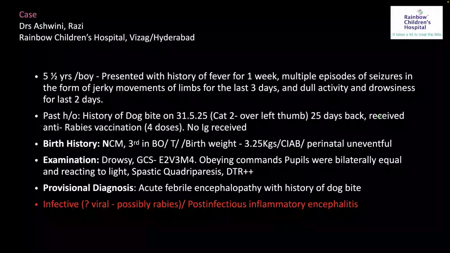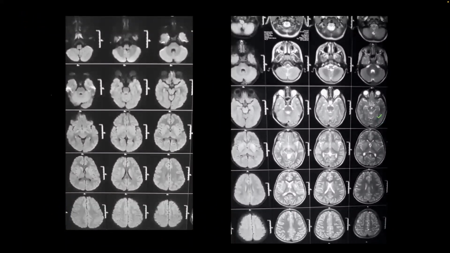Okay, I think we have 3 sets of scans. The first one is not very optimal, but hopefully you can appreciate, at least on the T2 weighted images, edematous changes in the basal ganglia, also involving the capsular white matter, the brainstem, especially the midbrain, and the dorsal aspect of the pons.